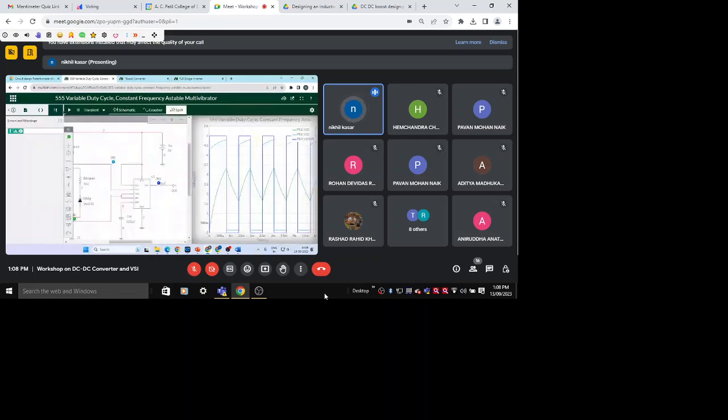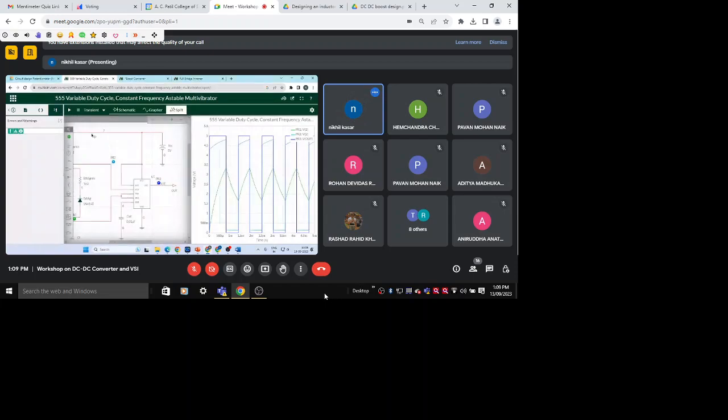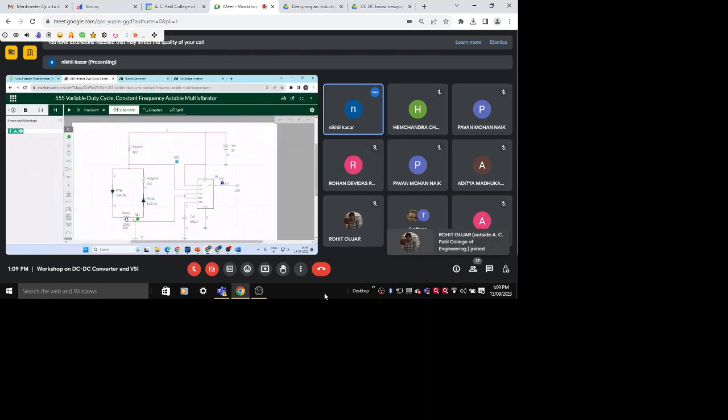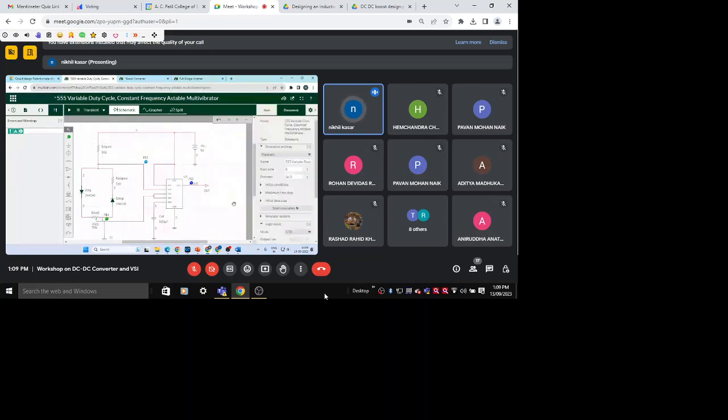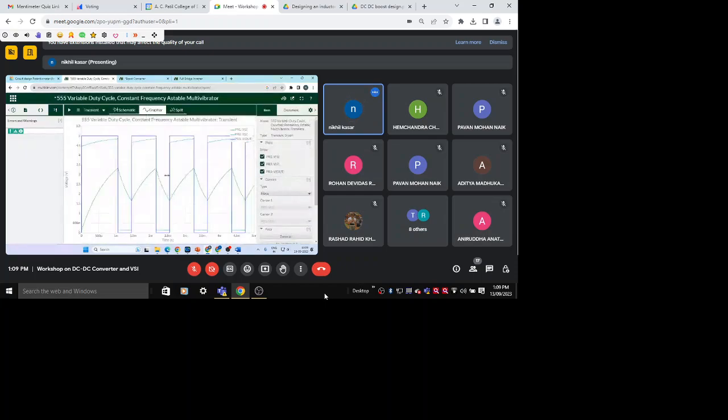And if we change the potentiometer value, instead of 50%, we can go for 90% like that, and once again run it. So you should see the difference in the on time and off time. That is what the duty cycle is. So this is one way, a very simple implementation.